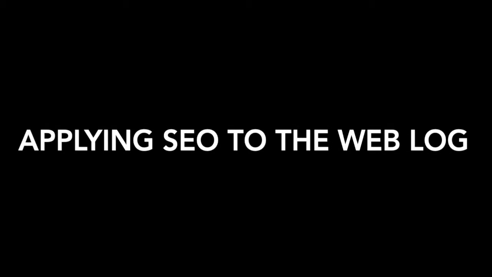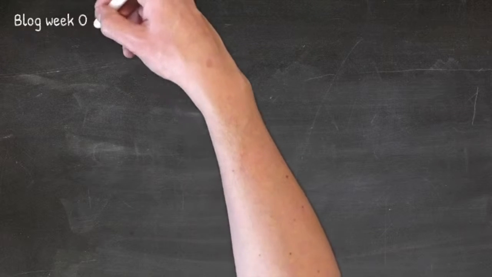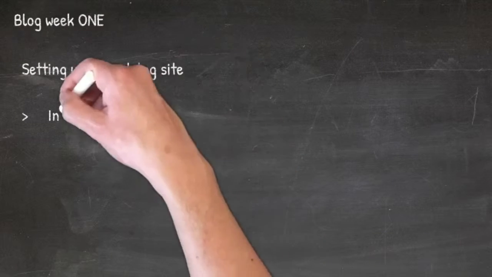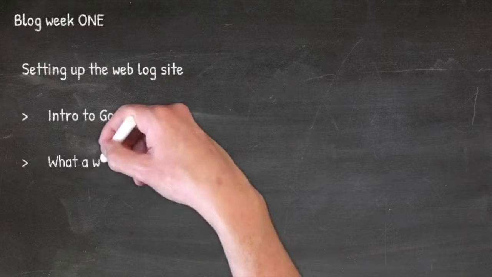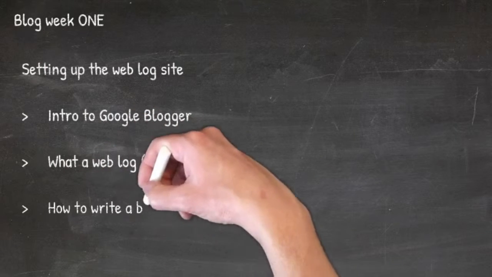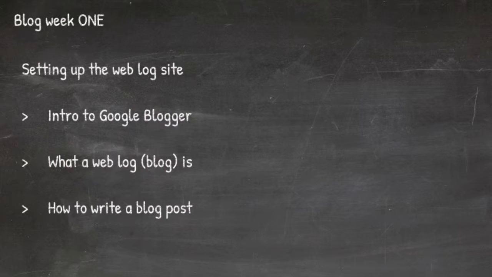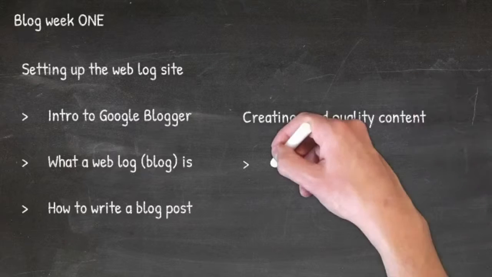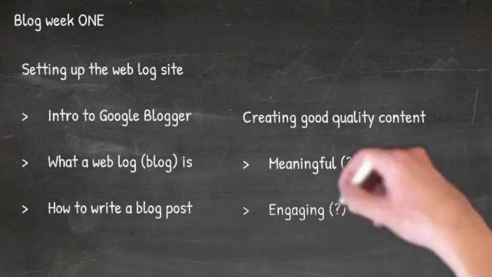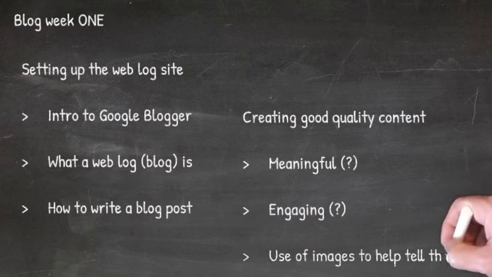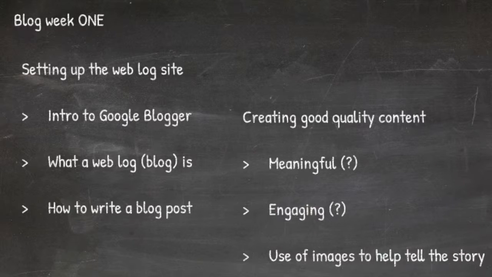Now for an overview of how search engine optimization was applied to the blog. In the first week, the blog site was set up. I chose Google Blogger as it seemed pretty intuitive from a web development standpoint. I also learned how the blog was used to bring knowledge to a topic of importance, like to sell products and services, and also how to write a blog post. With the blog post, I created what I thought was meaningful and engaging and used images and embedded videos to help me tell the story.